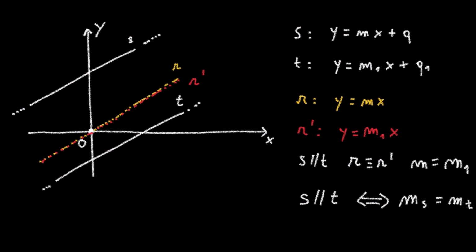For lines parallel to the y-axis, the angular coefficient is undefined, and these lines have equations of the form x equals h. And if you want to review these concepts, please refer to the video on lines parallel to the axis that I leave in the description.